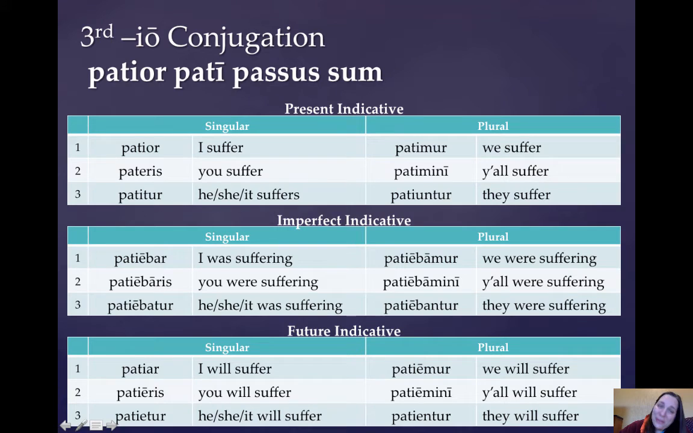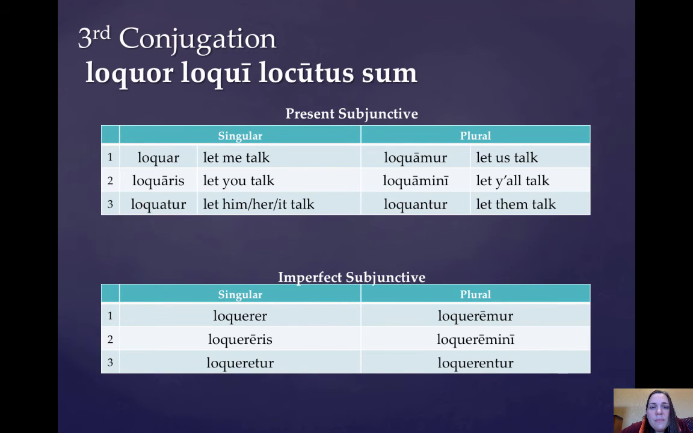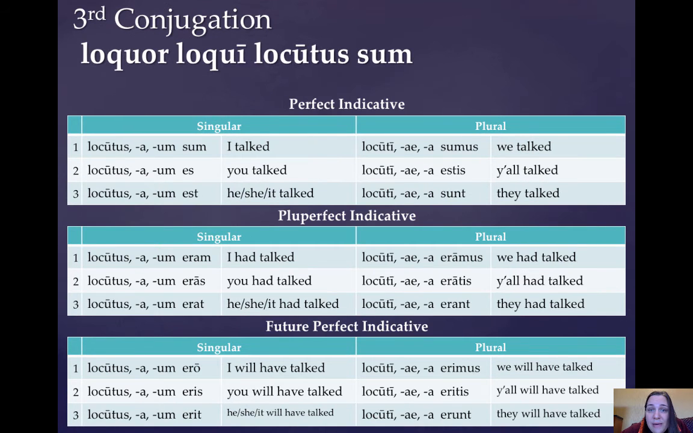Okay, third IO, patior, patī, passus sum in the present, imperfect, and future. If I can go back a couple slides, actually, I want to remind you guys of a quick thing. Remember that just like for the third conjugation passives, the only difference between the second person singular present indicative and the second person singular future indicative for the deponent verbs is this macron. So this E, if it's short, loqueris, you talk, and if it's long, loquēris, you will talk. So that's a thing to keep in mind.